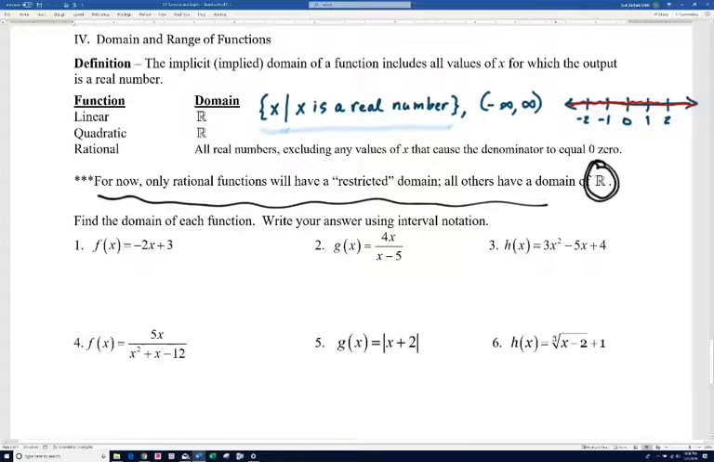All right, so let's go ahead and do these problems. Find the domain of each function. Write your answer using interval notation.